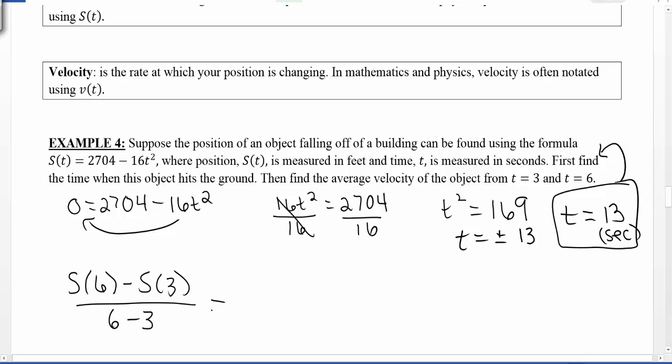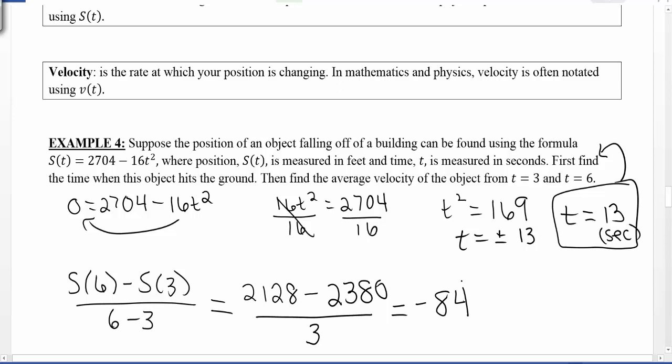If I want to find s of 6, I need to take 6 and plug it into my s function. Being very careful with the computation, I'll do that in my calculator, and I get 2,128 minus, and then I'm going to compute s of 3. Again, I'm going to plug that into my calculator very carefully, and I get 2,380, and that's all going to be divided by 3. When I crunch that number one final time, I get negative 84.